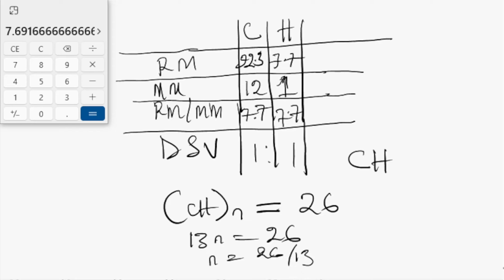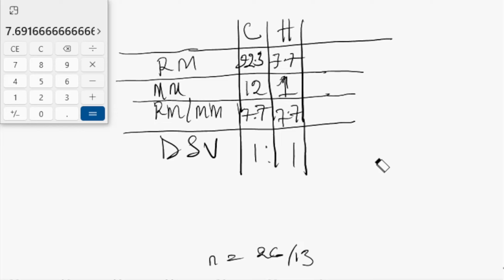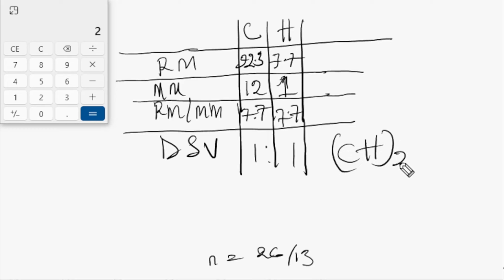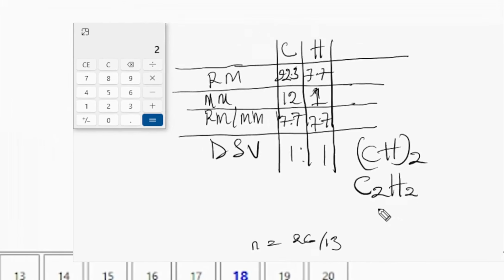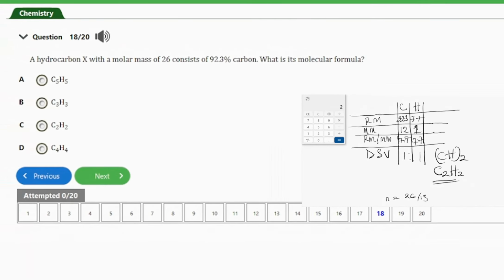So let's go ahead and wipe the top portions of this, and then finish up the calculation here. So if n is 26 over 13, 26 over 13 is 2. So which means we're going to have CH times 2 here, so it's going to be C2H2. So this will be the molecular formula of this compound, and that's option C here, guys. So that's the answer to this question, option C.